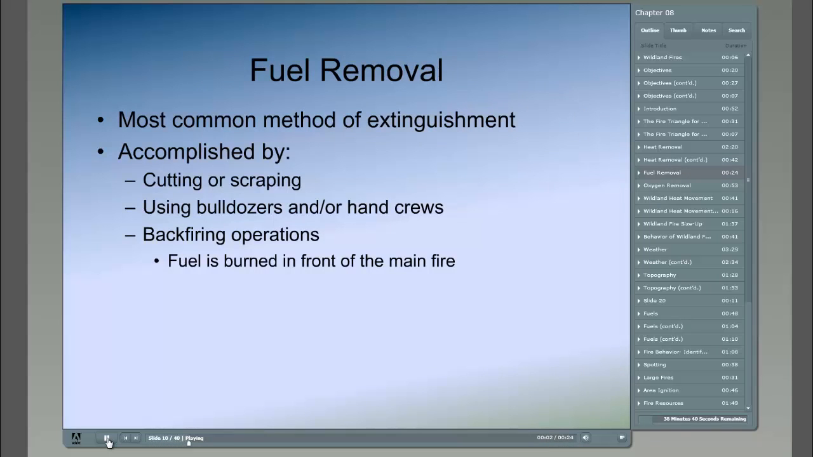In wildland fire suppression, removing the fuel from the path of the fire is the most common method of extinguishment. These operations include cutting or scraping, using bulldozers or hand crews, or backfiring operations where the fuel is burned in front of the main fire, thus removing burnable fuel in the path of the main fire.